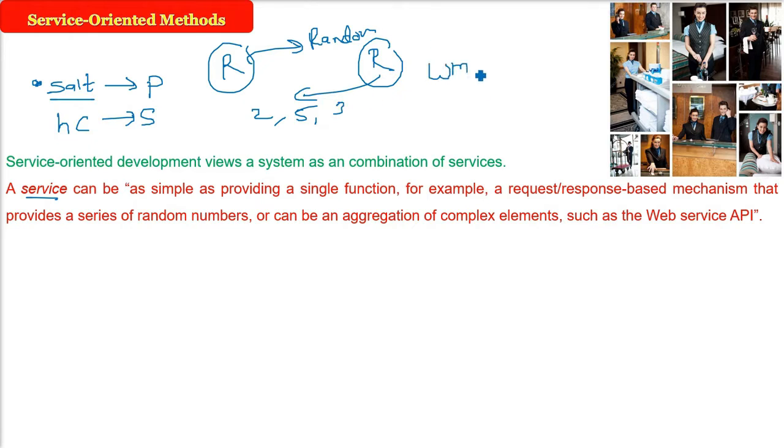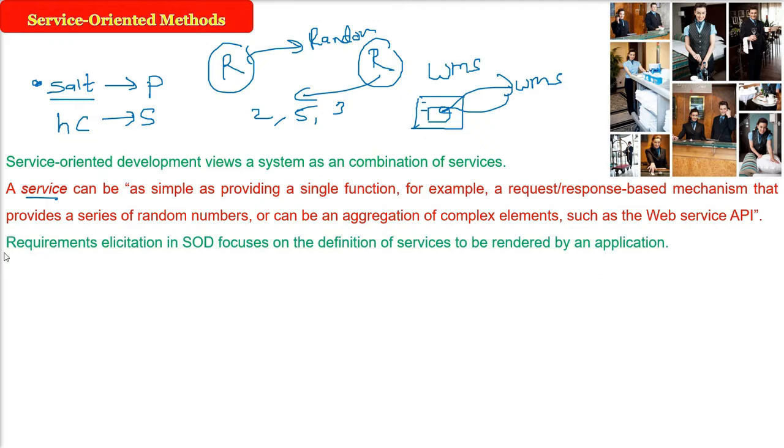Or if you are going to Google Maps, you are asking for a web map service, you are online, and in real time you are moving from one place to another. This can also be a web service API, complex elements, aggregation of these. So these two are services. So this requirement elicitation, or getting the requirement, in service oriented methods is all focused on an application which is made up of services, because basically software is actually services only.